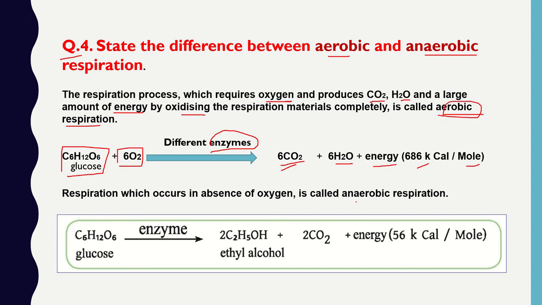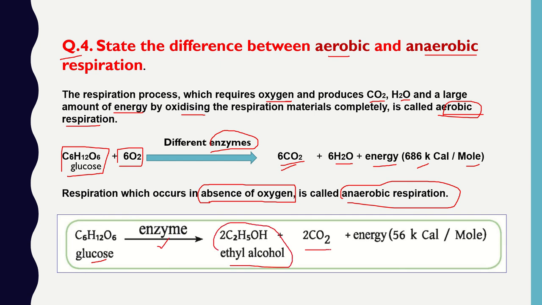And how about anaerobic respiration? Anaerobic respiration occurs in the absence of oxygen, while aerobic occurs in its presence, the opposite. Here glucose and enzyme produce ethyl alcohol, 2 carbon dioxide and energy. The energy is not much, only 56 kilocalories per mole. That is the difference between aerobic and anaerobic respiration.